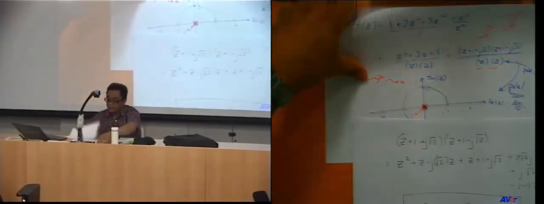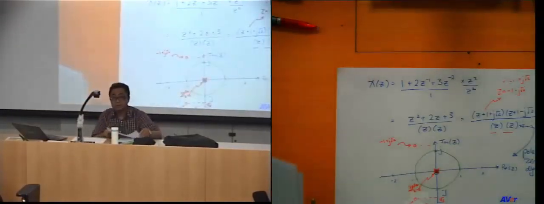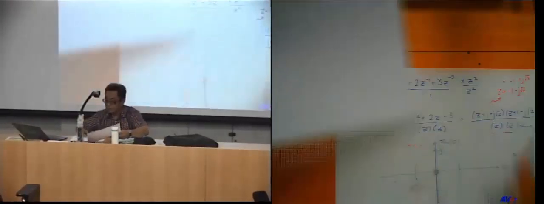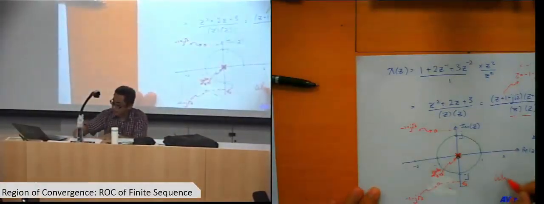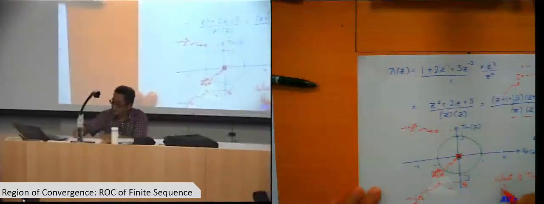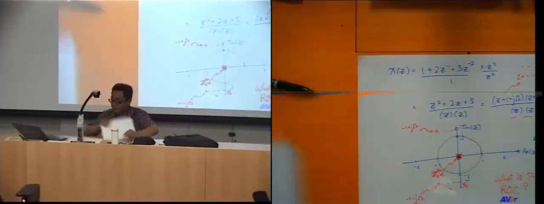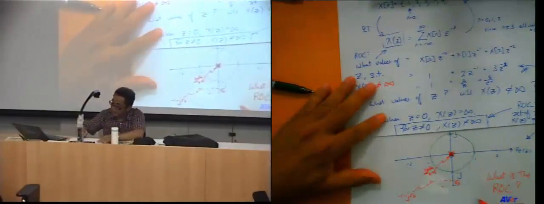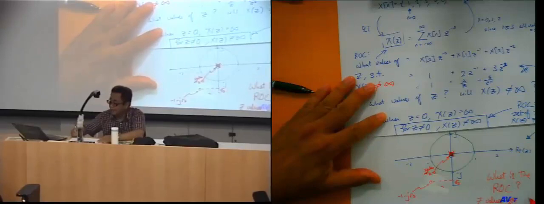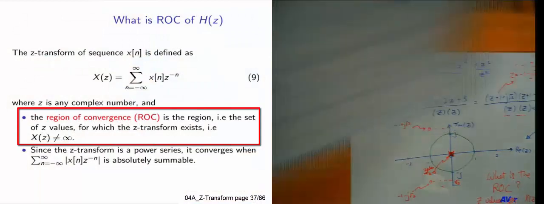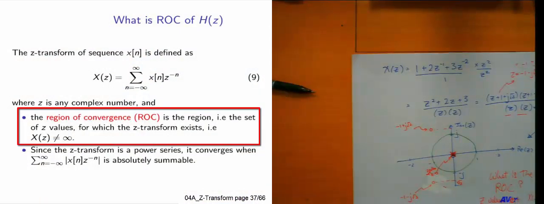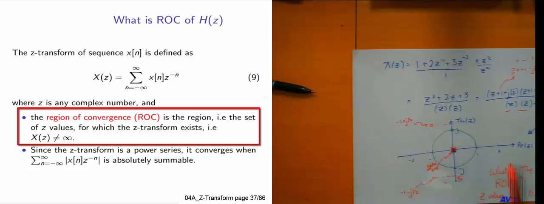All right, but we are here now. What do we do? I've reached here to try to explain one thing only. What is the ROC? What did we say previously? ROC is the Z values such that X of Z is not equal to infinity. And the answer is every value except where? Yeah, which is the cross. Of course, cross means it goes to infinity. The rest of the values are not equal to infinity.